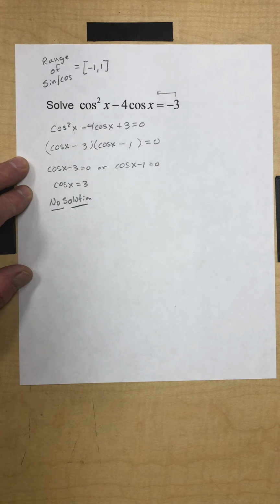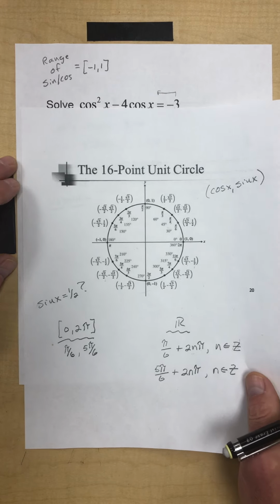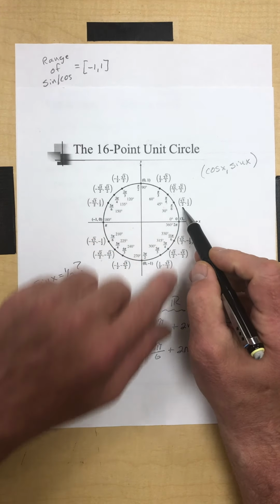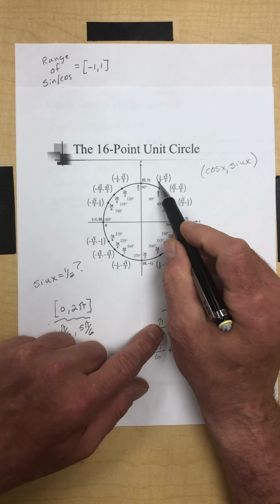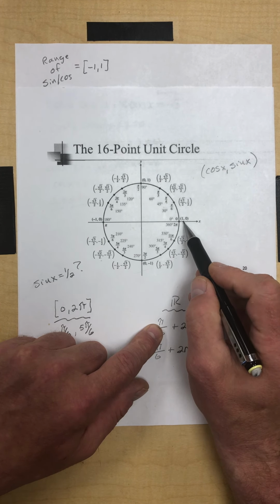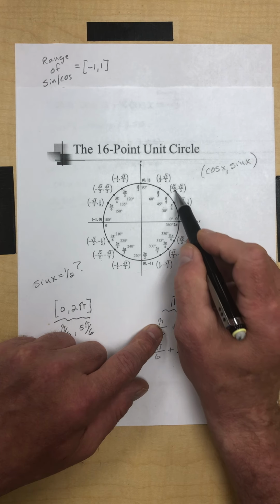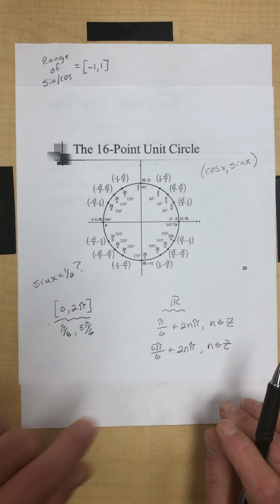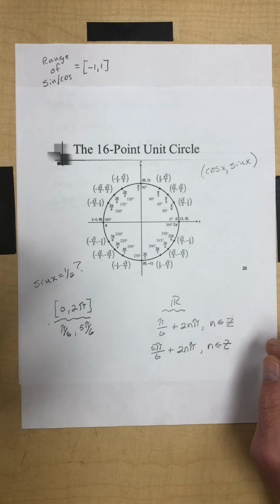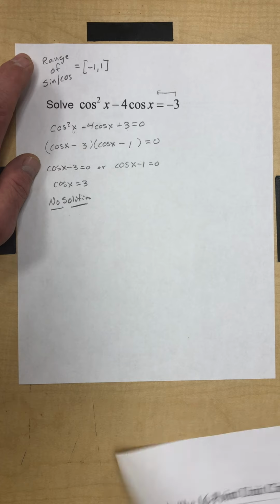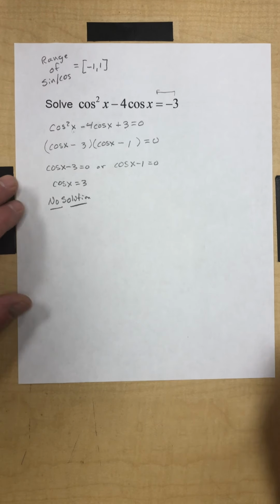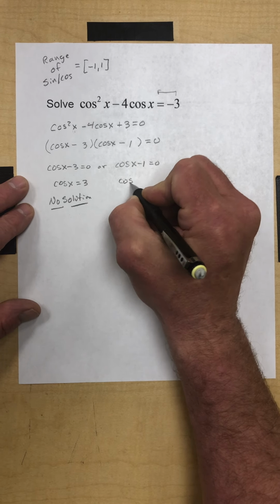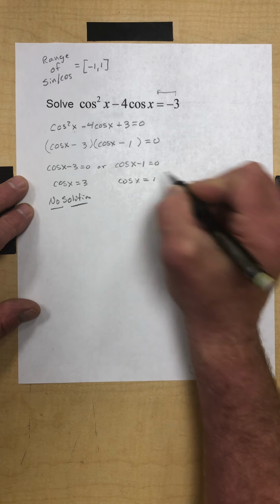Okay, and you can see that on the unit circle. If you go to the unit circle, cosine gives all my x-coordinates. If you go around and look at all your x-coordinates, the largest they ever get is 1 all the way around, and the smallest they ever get is -1. So all of your x-coordinates are between -1 and 1, so how could cosine be equal to 3? That's impossible. So this guy, we solve this and we get cosine of x equals 1.